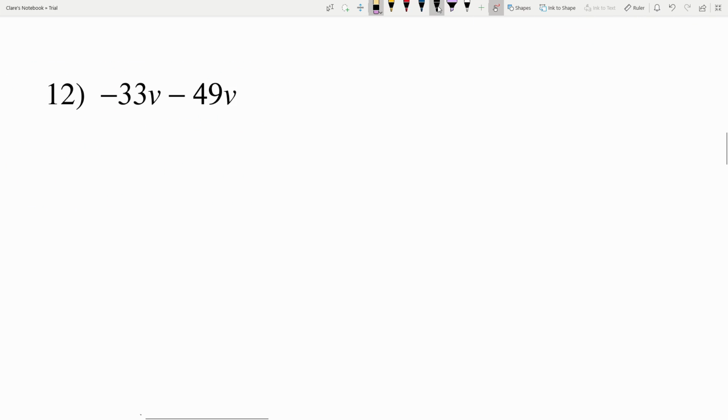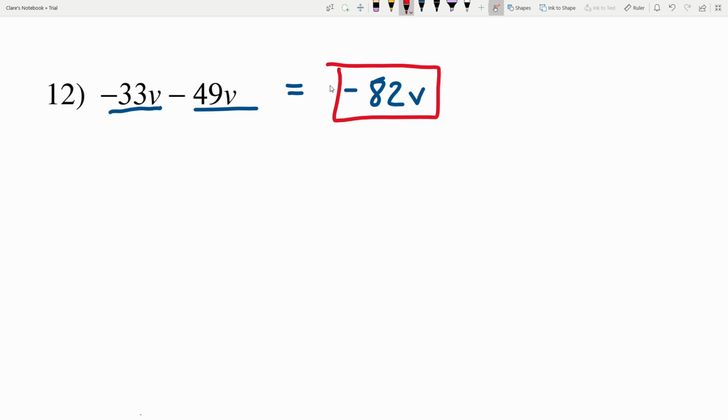Now in number 12, I have negative 33v minus 49v. This has a v to the first, and this has a v to the first. So because I have my variable of the same power, I can combine these terms. Negative 33 minus a 49 is going to be a negative 82. So if I have negative 33v minus 49v, that's going to result in a negative 82v. So negative 82v is my solution in number 12.